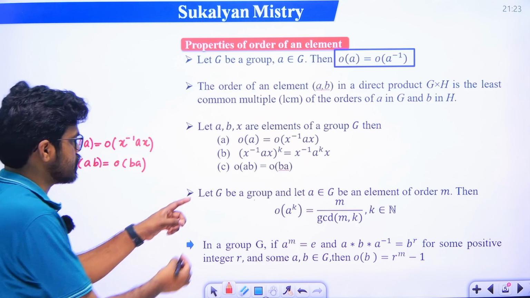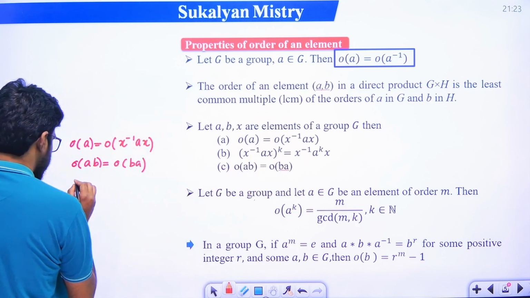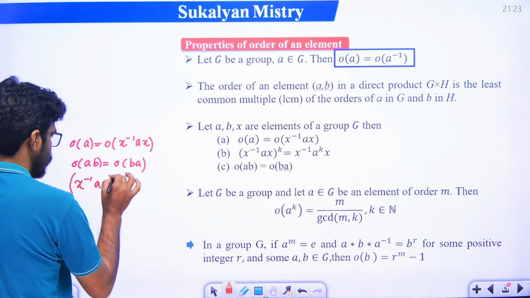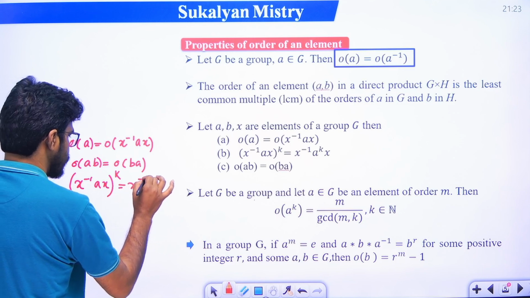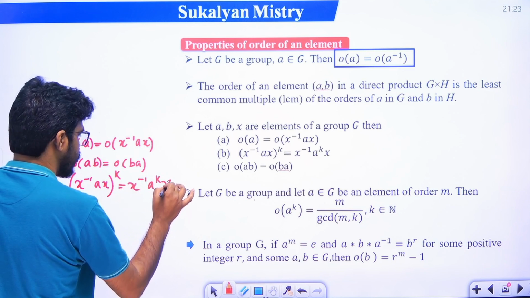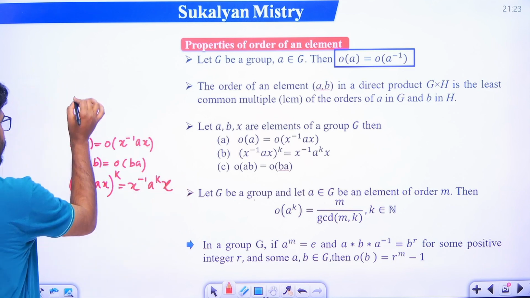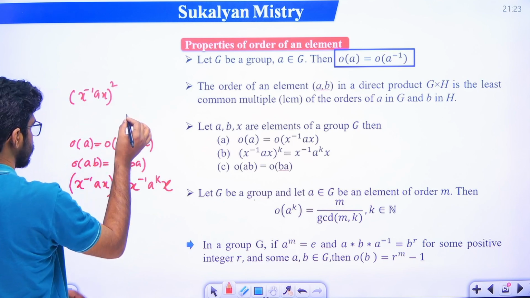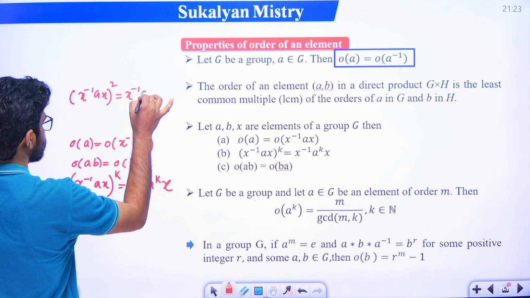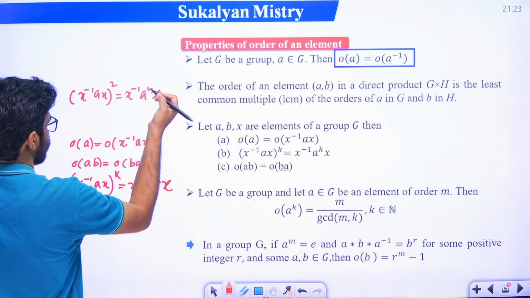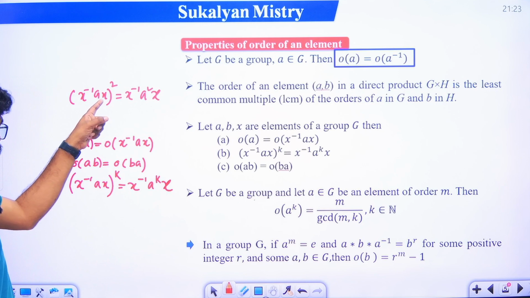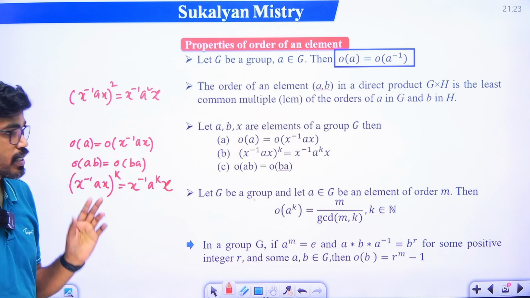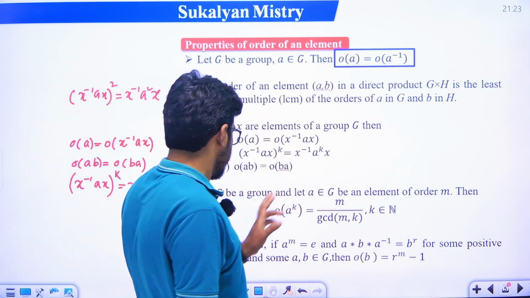This is a very important property: X inverse A X to the power K is X inverse A to the power K X. Now suppose X inverse A X squared, so this will be X inverse A squared X. Similarly, X inverse A X cubed will be X inverse A cubed X.